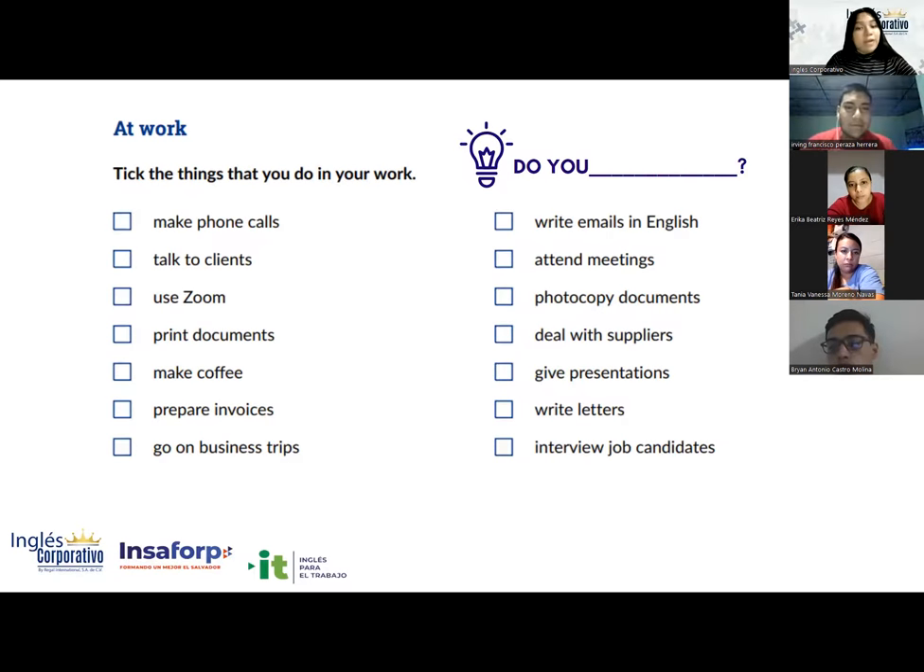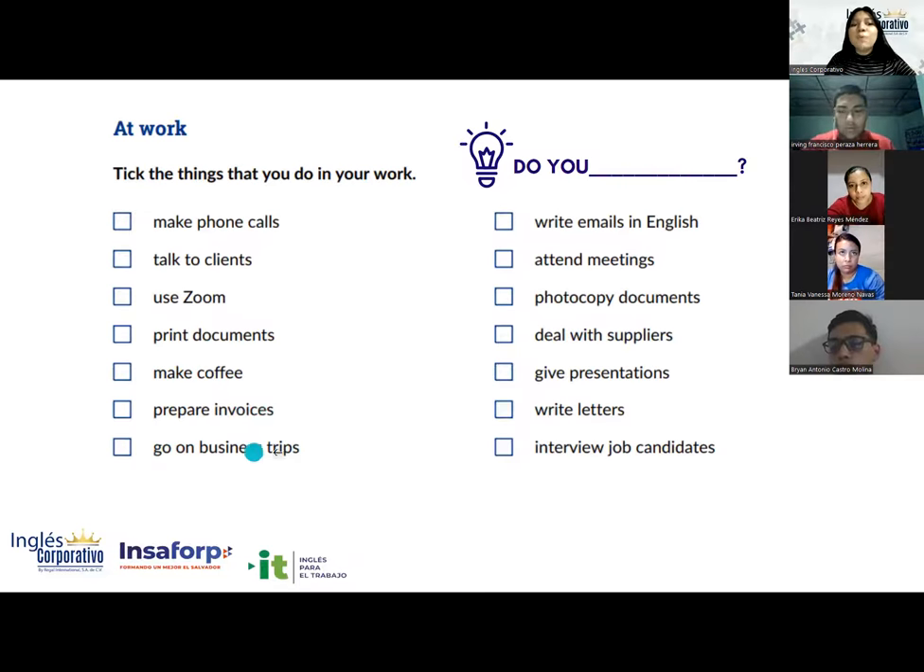Yes, I do. Erwin, do you use Zoom? No, I don't. I don't. Perfect. Erwin, do you print documents? Yes, I do. Okay. Do you make coffee? No, I don't. Do you prepare invoices? No, I don't. Okay. What is the meaning of this? Recibos, okay? Yes. All right.